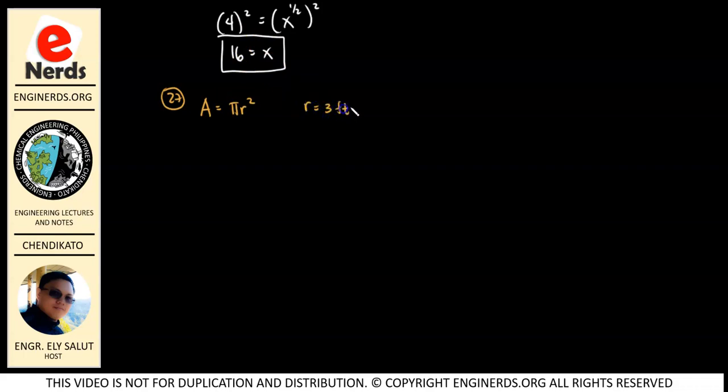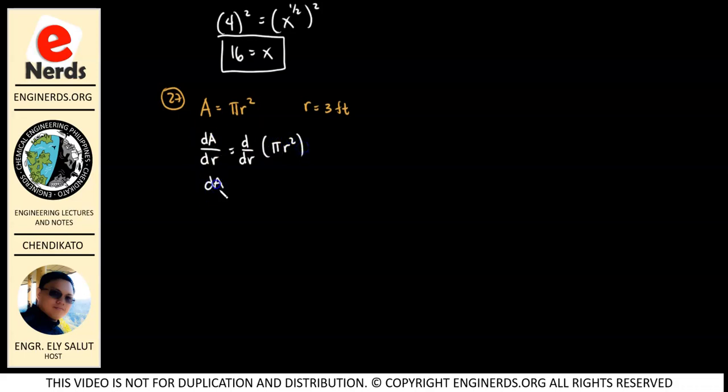Okay? So, kailangan natin makuha yung rate of change ng area with respect to the change of the radius when the radius is equal to 3 feet. So, paano natin kukunin yun? So, the rate of change of the area as the radius changes is equal to the derivative of pi r squared.